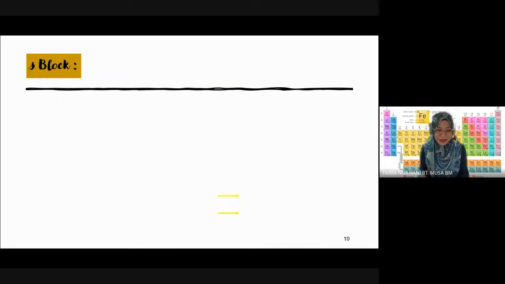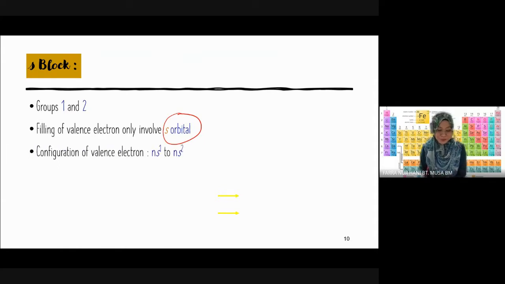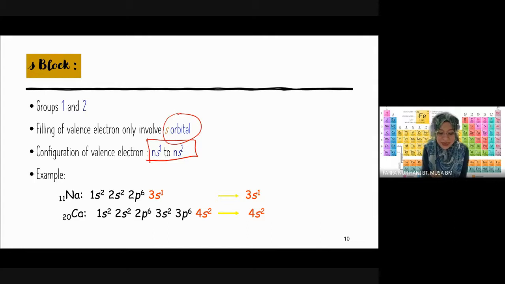Okay, so I will look at one by one lah the blocks. Okay, S block only contain group 1 and group 2 and note sikit special untuk helium. Okay, alright. And you can see that the filling of valence electron only involves S orbital. So the configuration of the valence electron is only NS1 or NS2. Okay, for example, you can see here for sodium lagi sekali. Sodium 1s2, 2s2, 2p6. So the valence electron configuration is 3s1. Ni 3s1. Okay, alright. So nampak tak?